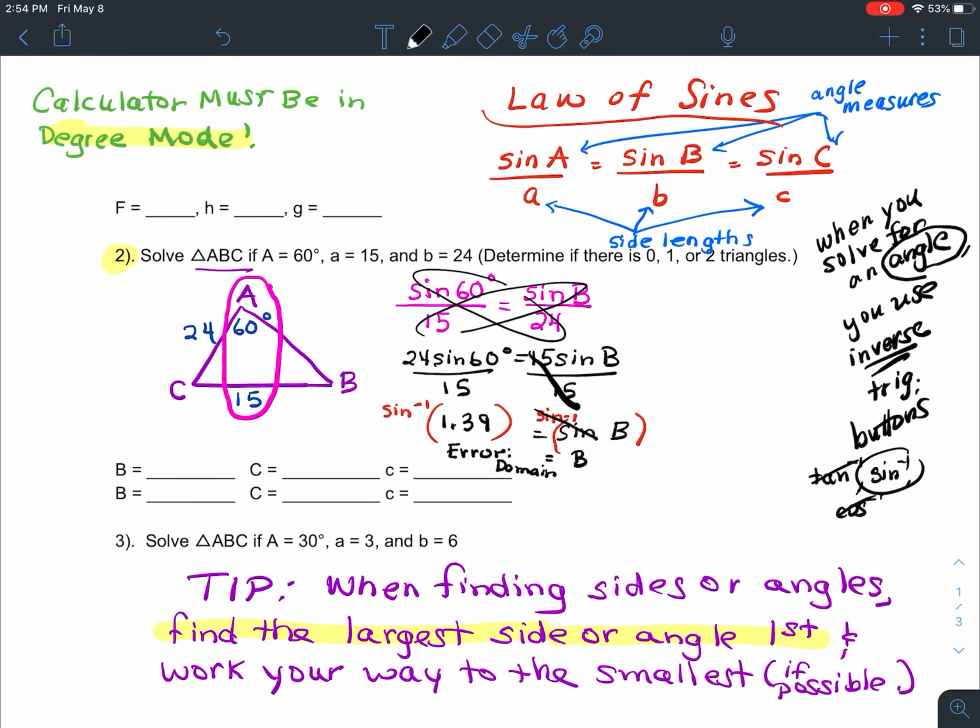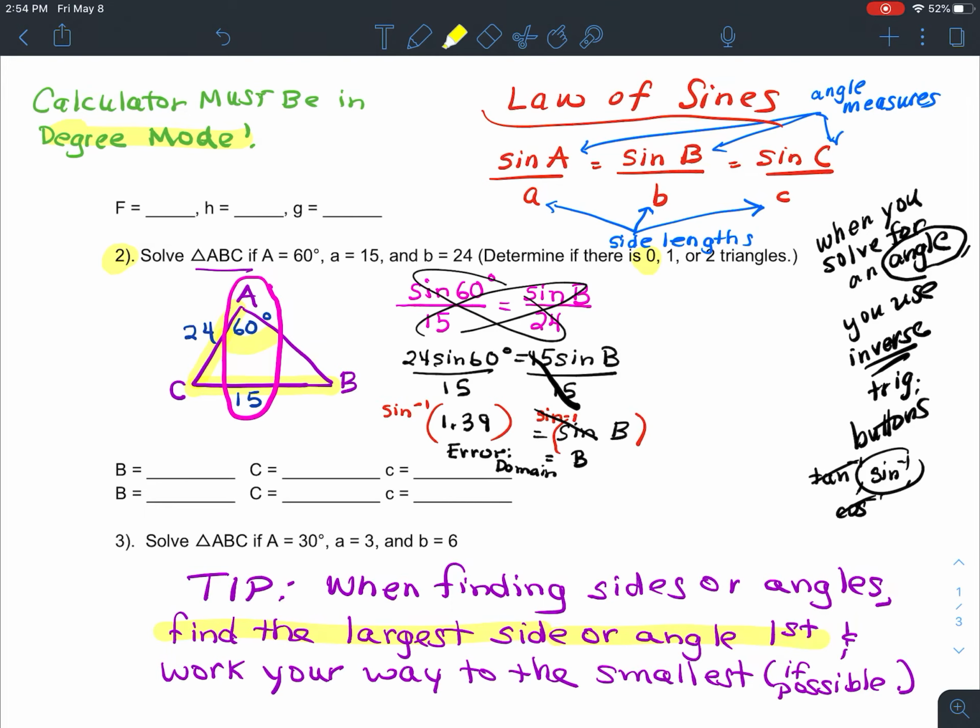Now if this happens and you're getting an error when you're working through this, here's what that means, everybody. It means there is not any way that you could make a triangle that had a 60-degree angle here, 15 units across from that, and then over here on this side, 24. That can't happen. If you were to try to construct that, it's not possible.